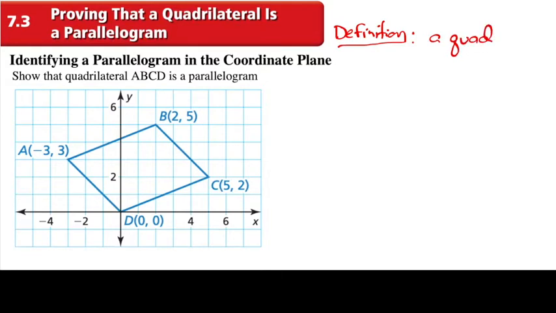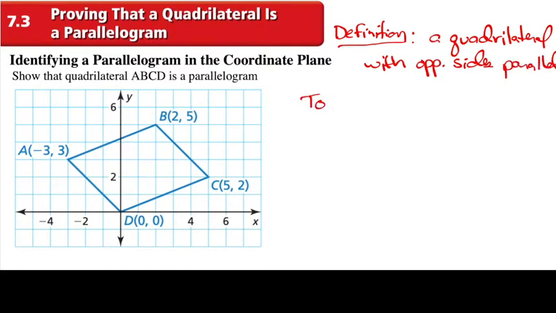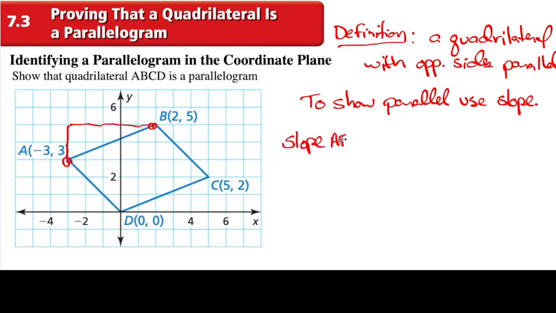The definition says a quadrilateral with opposite sides parallel. To show parallel, we use slope. Because they gave me an image, counting slope will be easy. So from A to B, I have to go up 2, and to the right, 1, 2, 3, 4, 5. So the slope of AB is equal to rise over run.